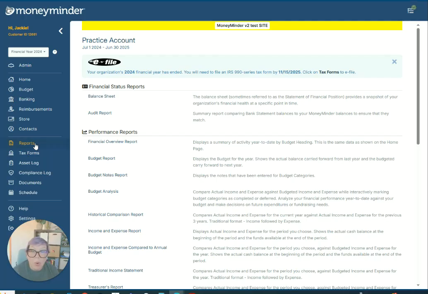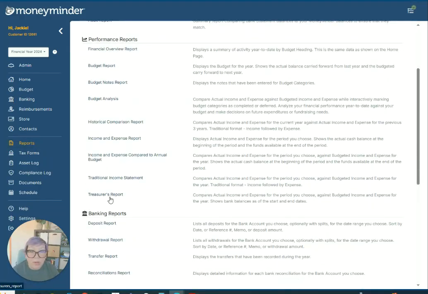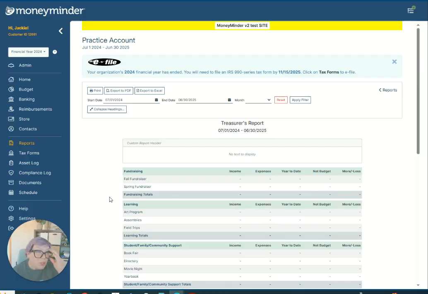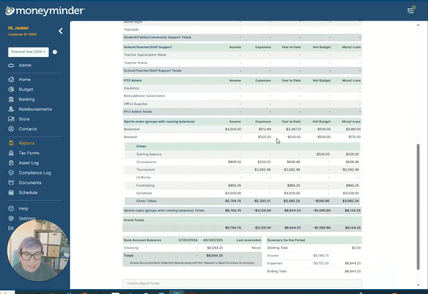Now if I go into the report section, I can get some actual detail. What do those transactions mean for my budget? The treasurer's report is where we're going to find that information. So I'm going to generate my treasurer's report for my financial year 2024. If I scroll down here, you can see these are my actuals versus my budget. So I've made a heading with my sports clubs that have the running total, and I've sectioned them off. This is very important because the rest of your budget might not behave this way. So this section of my budget behaves in a way where I'm doing running totals.